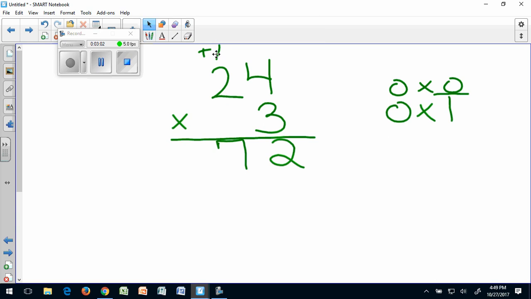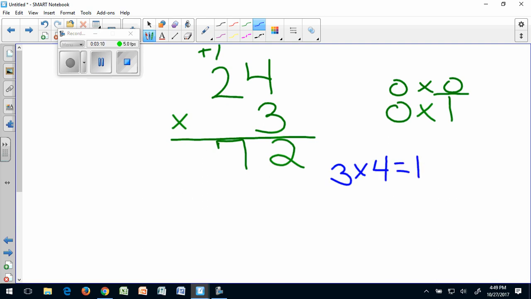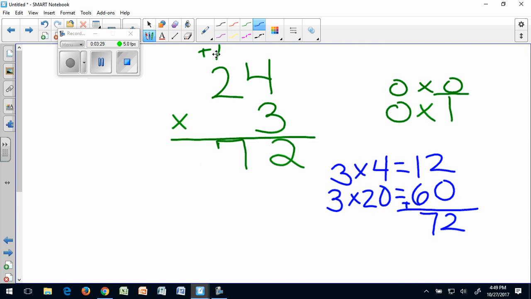And when I look at why this works, if I think using partial products, 3 times 4 equals 12, and 3 times 20 equals 60, and I add those together, the 1 that I carried over is in the tens place above the 6. So my answer becomes 72.